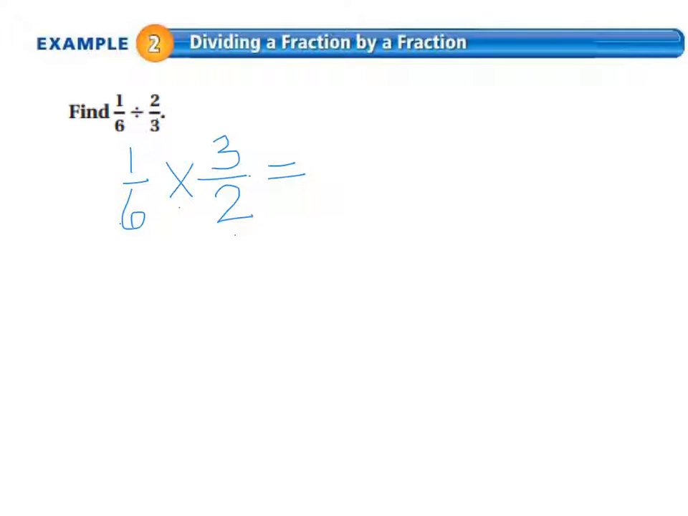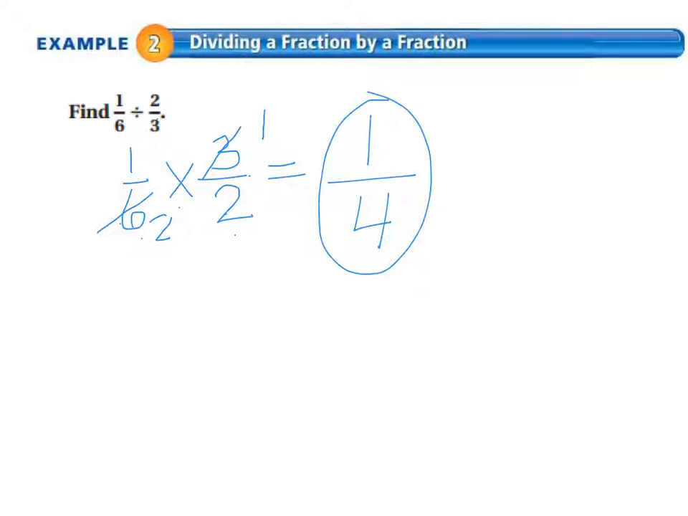Before I do that, though, I see a common factor here of 3's. There's a 3 here that I can divide out, and if I divide 6 by 3, I would get a 2 there. So I might as well simplify it now. 1 times 1 is 1, 2 times 2 is 4. So 1/6 divided by 2/3 equals 1/4.